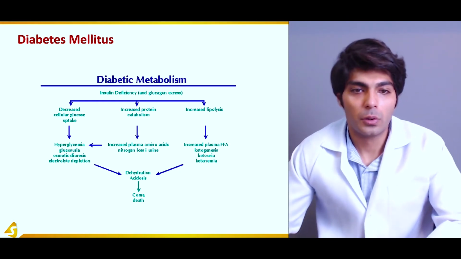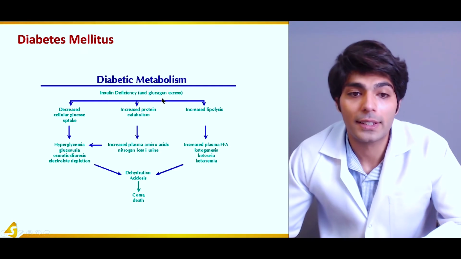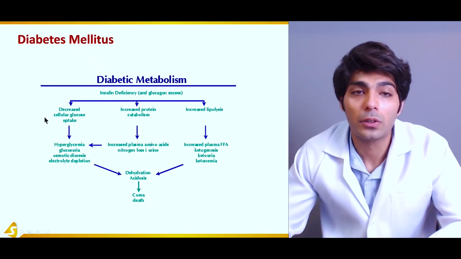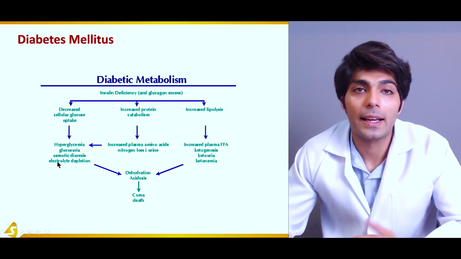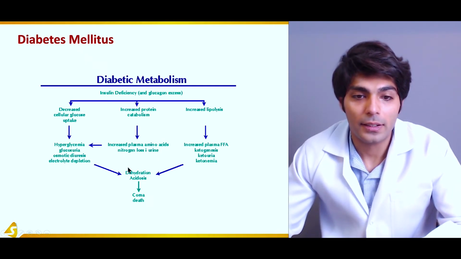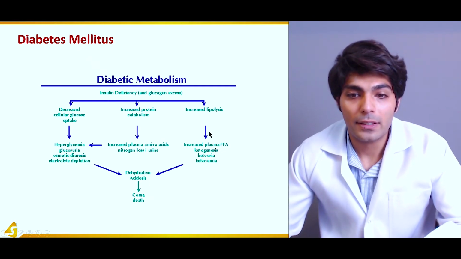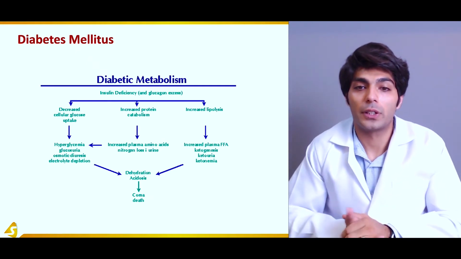We're going to quickly go through the diabetic metabolism. There's an insulin deficiency and glucagon excess. Once there's a glucagon excess, there's an increase in the protein catabolism, increased lipolysis, and decreased cellular glucose uptake. So hyperglycemia, glucosuria, osmotic diuresis, and electrolyte depletion occur. There's an increase in the plasma amino acid and nitrogen loss in urine. There's dehydration, acidosis, coma, and death. There's an increased plasma FFA, ketogenesis, ketonuria, and ketonemia because of the formation of the ketone bodies.